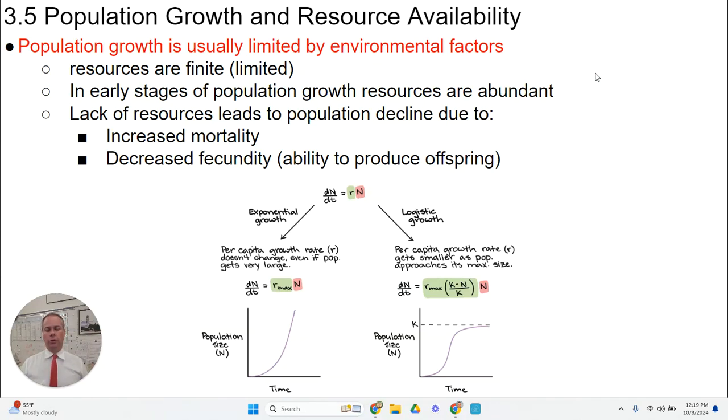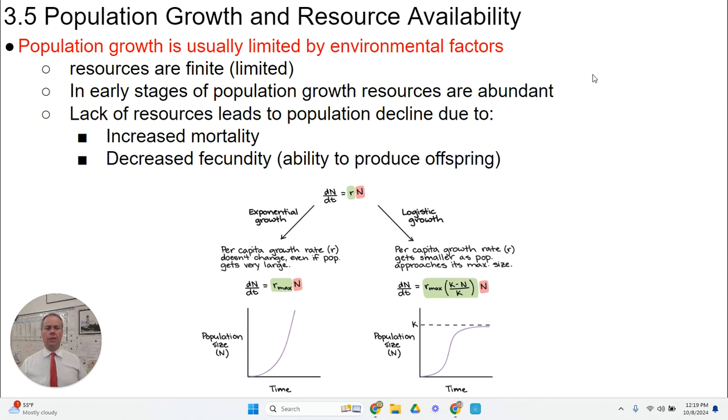When we're thinking about the growth of a population in a given place over time, we can often look at resource availability to try to understand what can happen with that population. This relates to the last topic, carrying capacity. Usually there are environmental factors that limit the growth of a population, that establish a carrying capacity for a given resource. If resources are finite or limited, there's typically a maximum population size that can be supported.